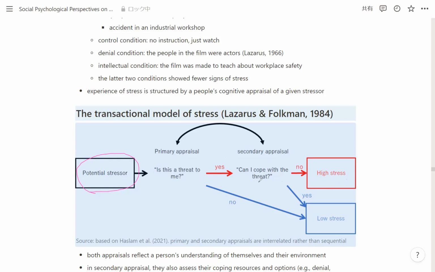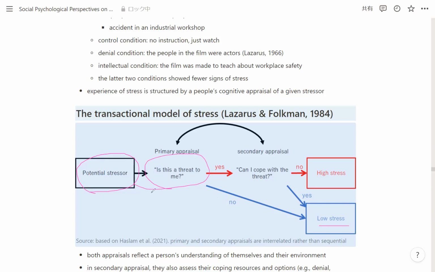If the answer to this question is no, then they would experience high stress. But if they can learn how they can avoid such an accident, then they can perceive that they can cope with such a threat. Then they would only experience low stress. And also, if in the primary appraisal they just perceive the situation as not stressful, then they would experience only low stress.